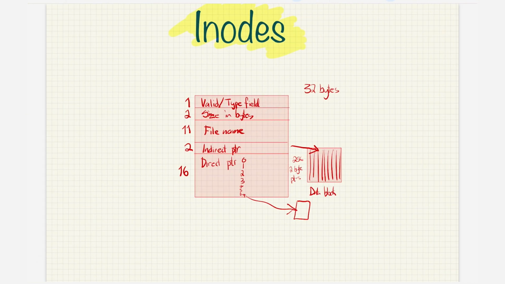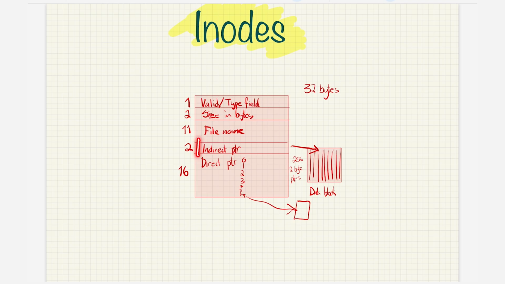And then we have the actual inodes containing a valid/type field, which describes if the inode is in use, and if this is a file or a directory. And then we have the size in bytes, and we have a file name consisting of a string up to 8 characters with an extension up to 3 characters and a dot in between. The dot will not be saved inside of this structure though.